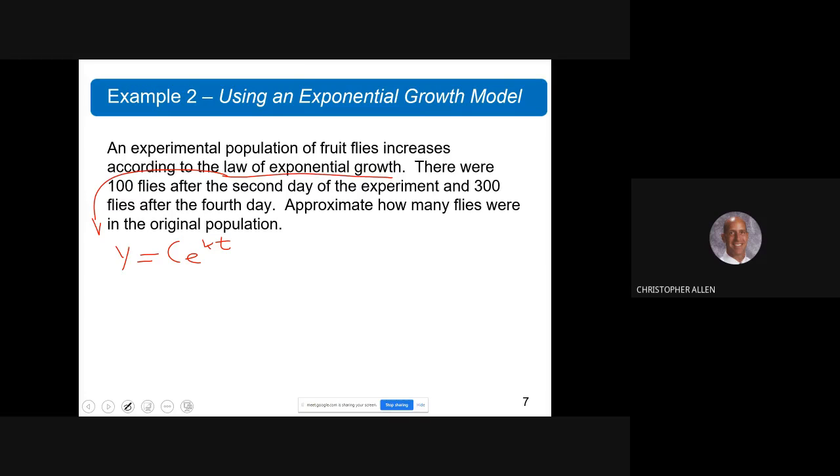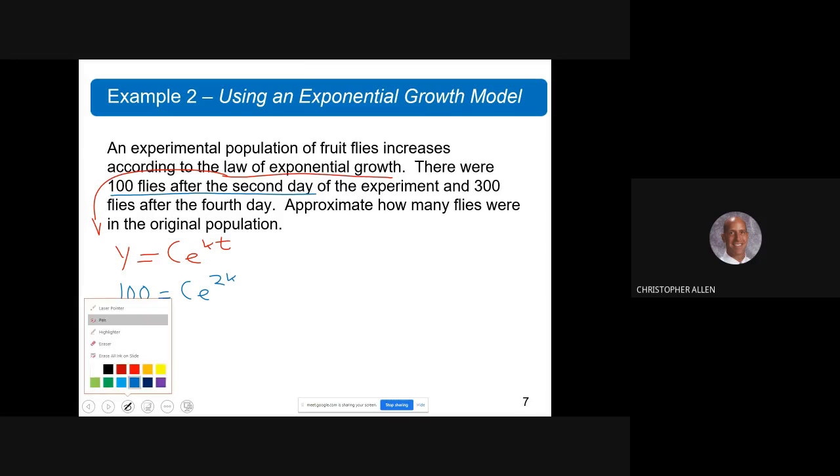So we know a couple of things. Let's write two equations. I'm going to do this one in blue. It says after the second day there were 100 flies. In other words, 100 is equal to Ce^(2k). Notice that I changed t to 2 days, and I changed y to 100 because 100 was how many flies there were at the end of the second day.